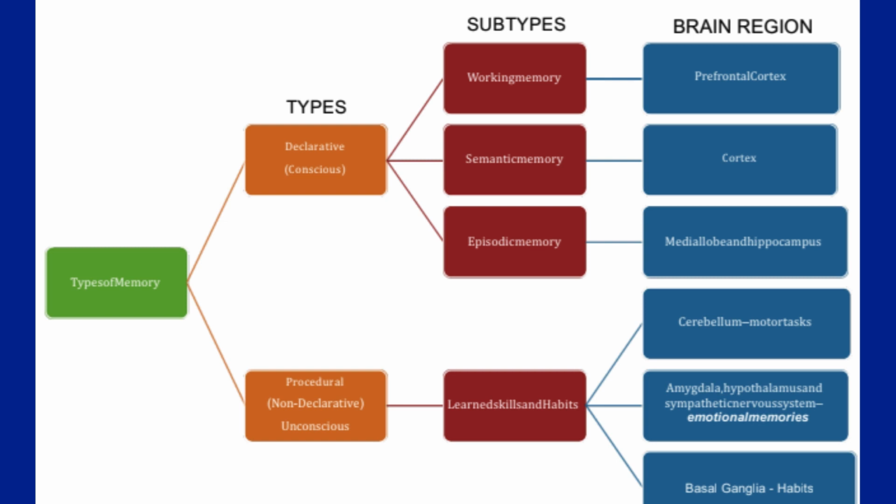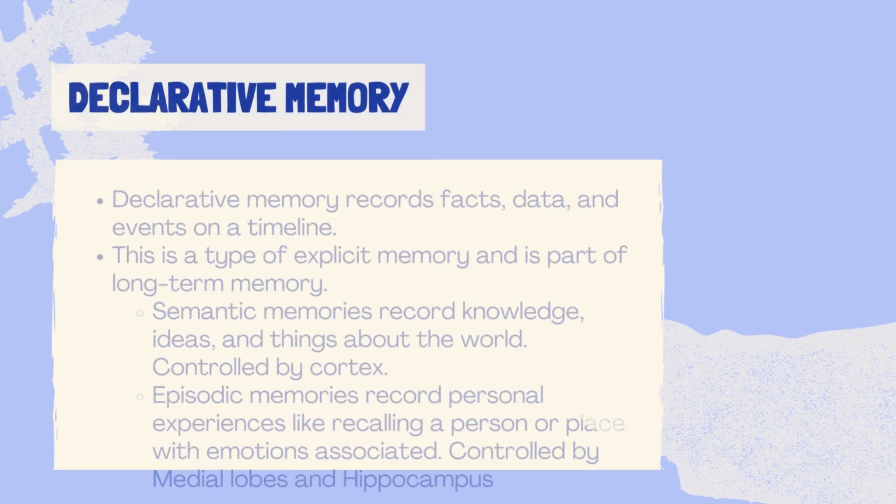So this is a map of what we were supposed to talk about today. There are two types of memory, declarative and non-declarative. In declarative, there's working memory, semantic memory, and episodic memory. In non-declarative, there's learned skills and habits, which basically doesn't have any subtypes. Working memory is controlled by a brain region, and semantic memory is controlled by a brain region. We'll be talking about this now.